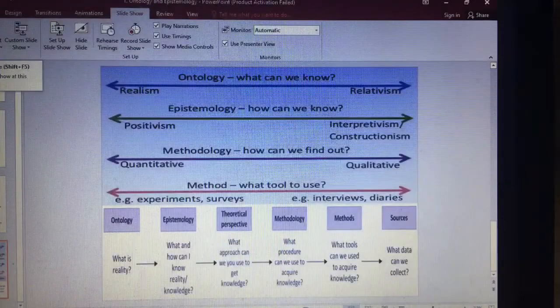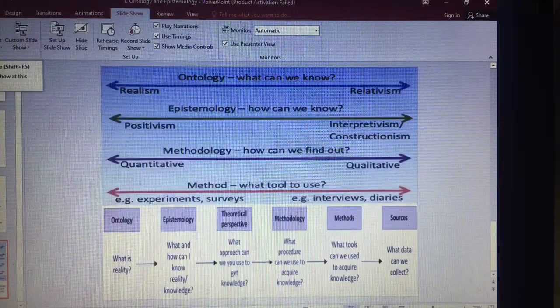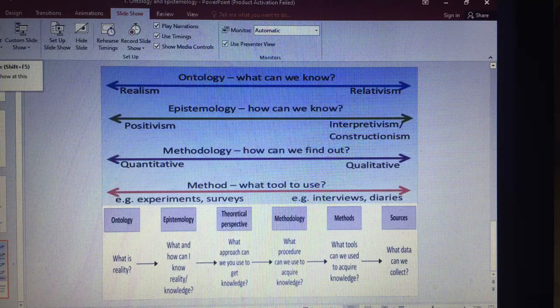Now, just to make it a little bit easier for you to understand, ontology is what can we know, which means that it is actually between realism and relativism. Whereas epistemology is how can we know? That is the question here, which is between positivism and interpretivism, and also constructionism.